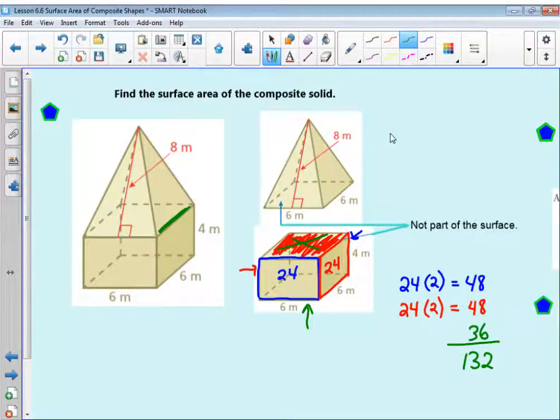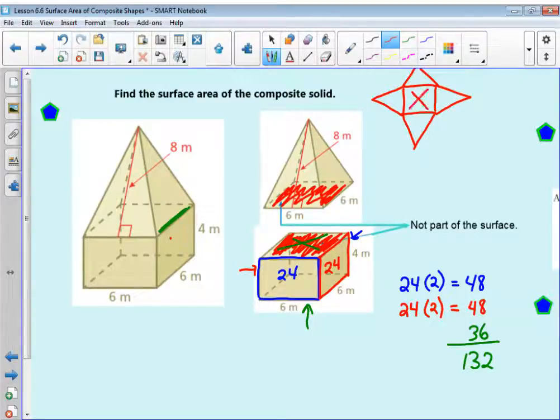Now let's go ahead and do that pyramid. Once again, the base of the pyramid that we would normally find, that rectangle, is not part of our surface area. It is once again where our prism and our pyramid connect. So we're not going to include that. When we did pyramids, remember we would have a net, and this one we would have triangles coming off of each side. We're not including the base part.